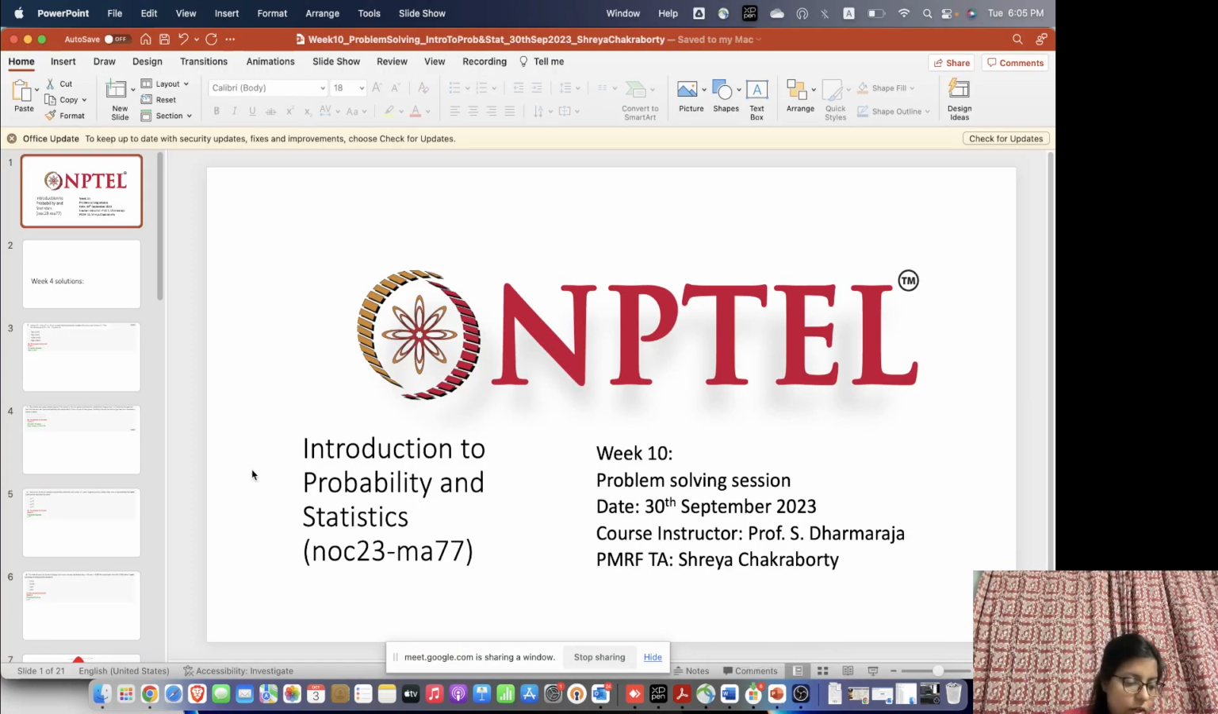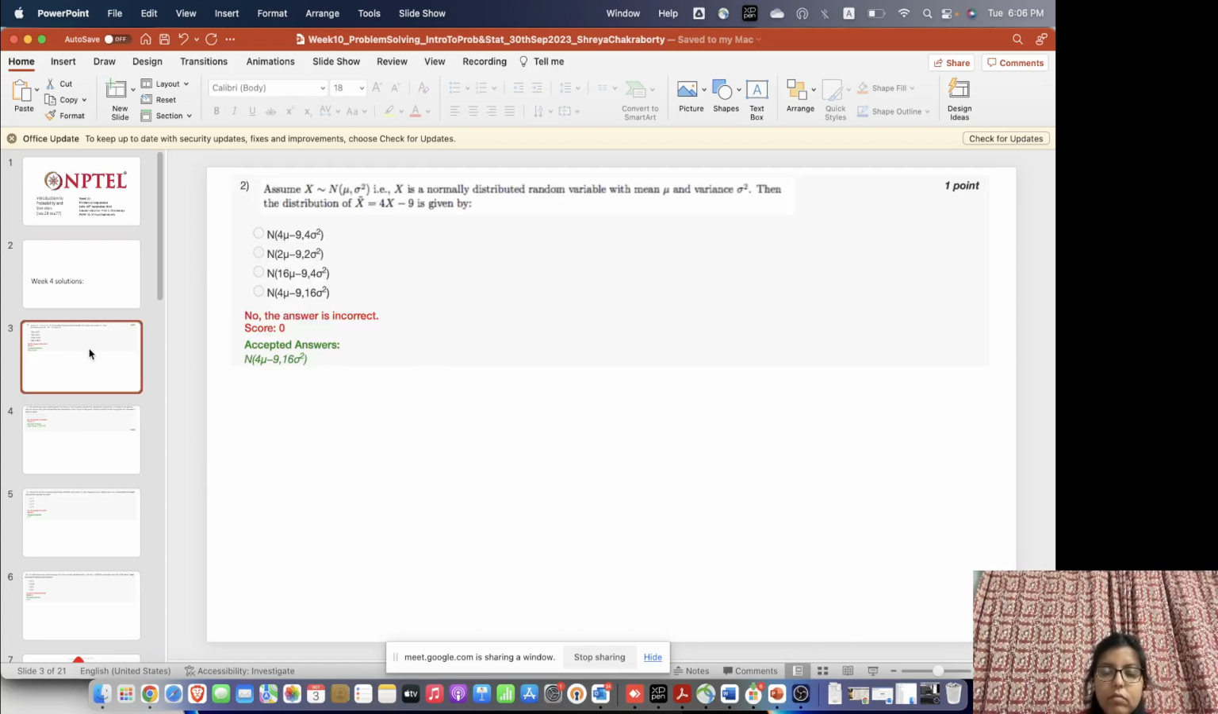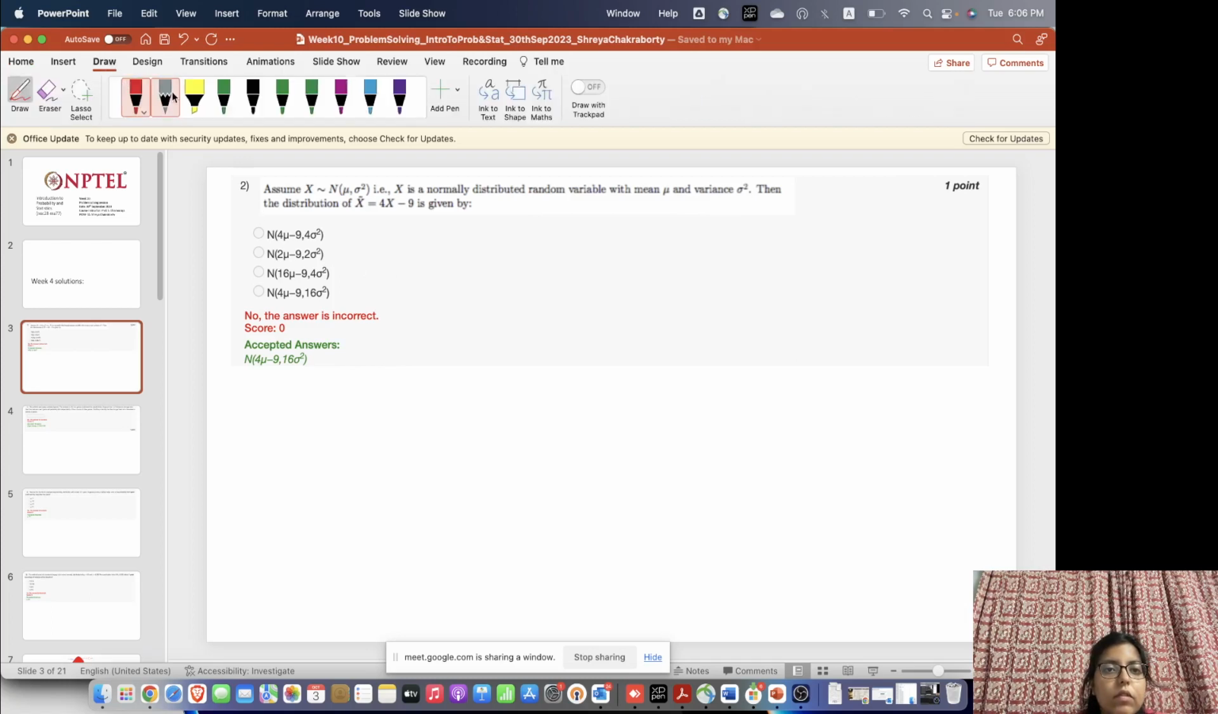Alright, so we'll move on to the first question for today. This one says that we assume x follows a normal mu sigma square random variable. It is normally distributed with mean mu and variance sigma square. Then what is the distribution of 4x minus 9?